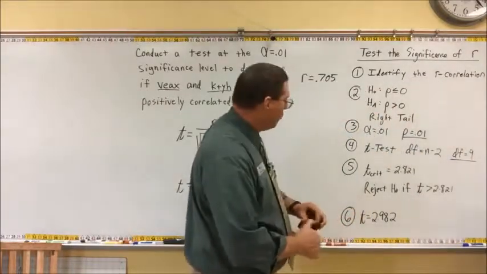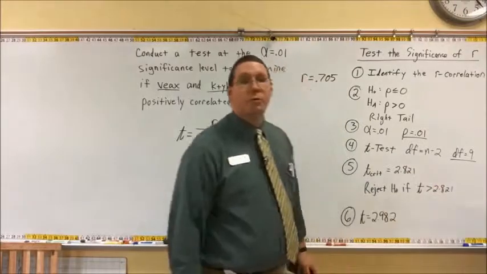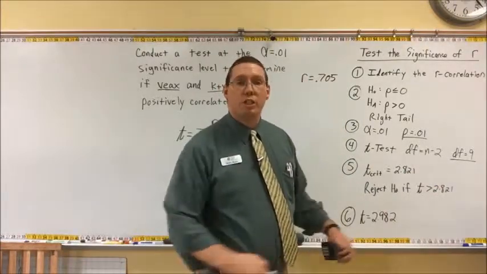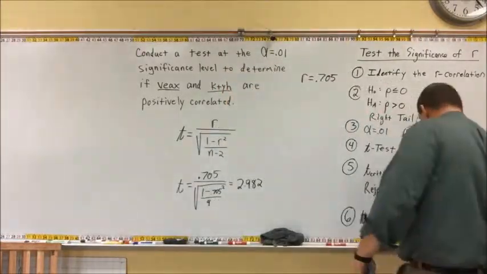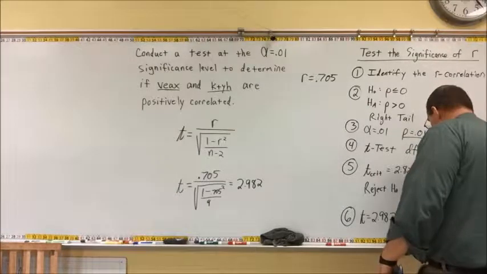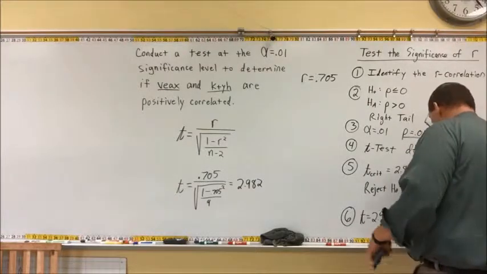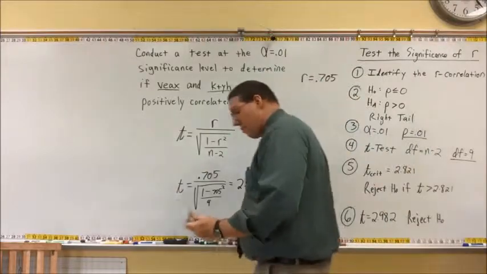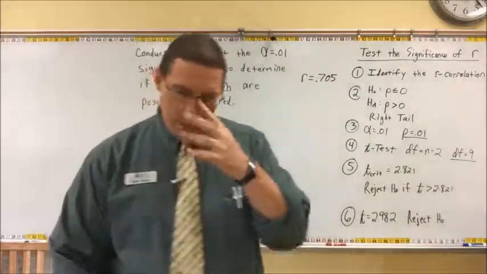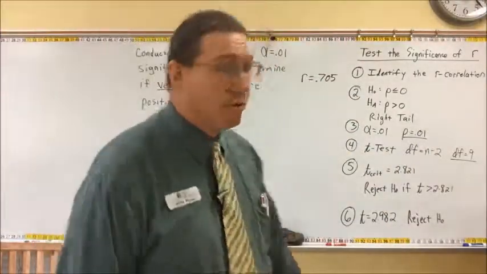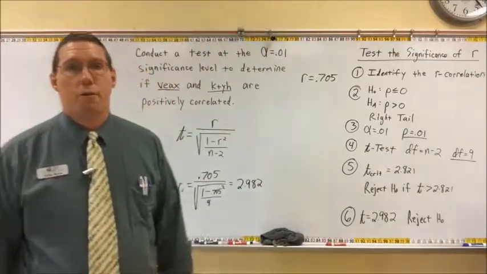And 2.982 is larger than 2.821. Therefore, we will reject the null hypothesis, reject H sub 0. And what that means is this is statistical evidence to indicate that there is a positive correlation between these two variables.